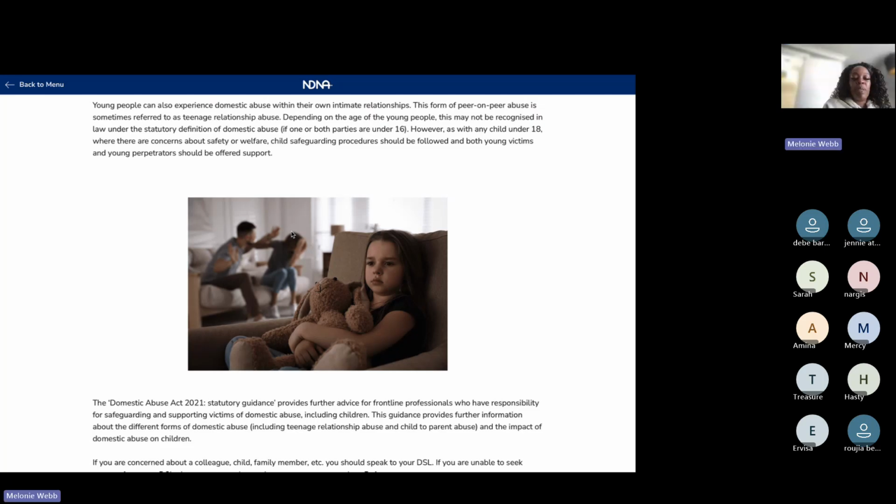Because if one person is under the age of 16 and one person is over the age of 16, then it means the person who's over the age of 16 is doing something to the person under the age of 16, so that's a form of child abuse instead. So is that sexual abuse then, or? It would depend on what they were doing. Okay.